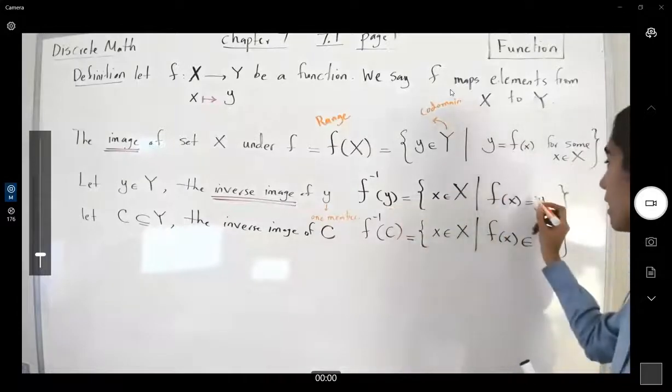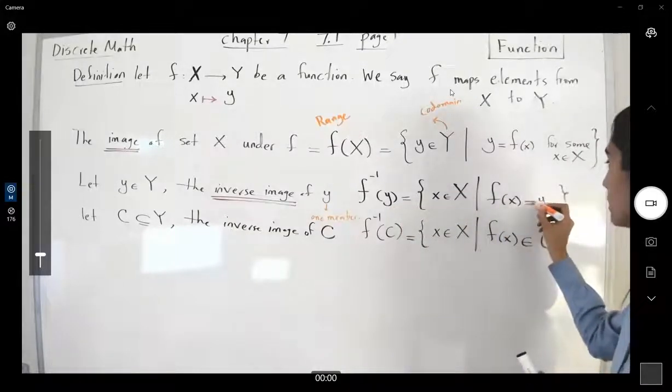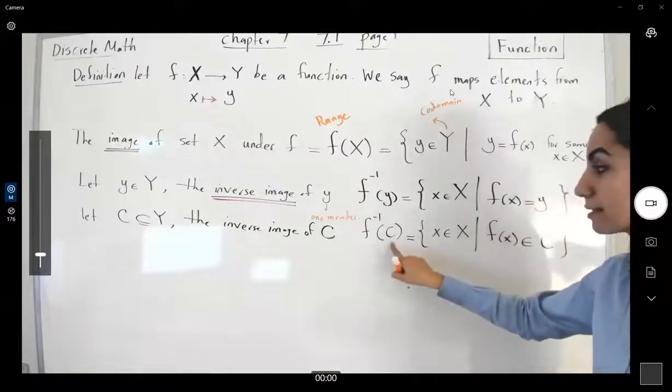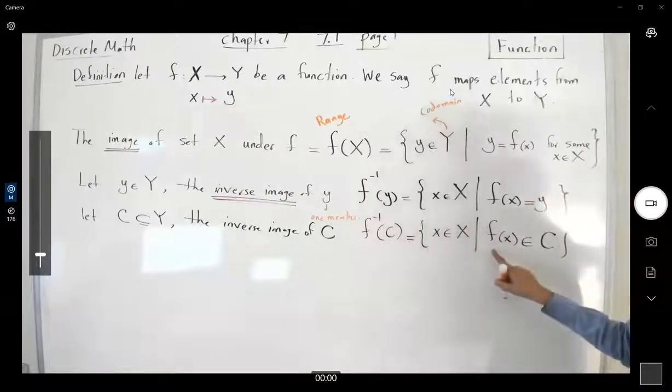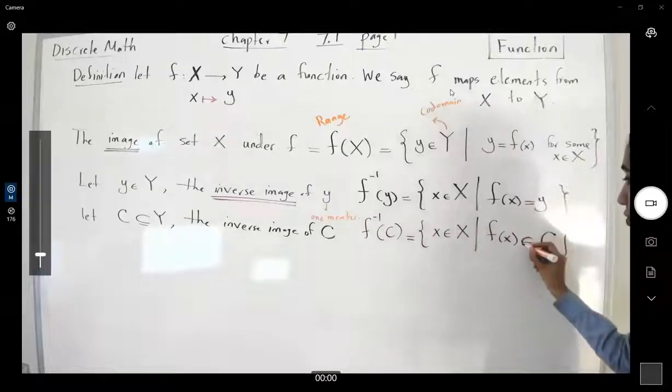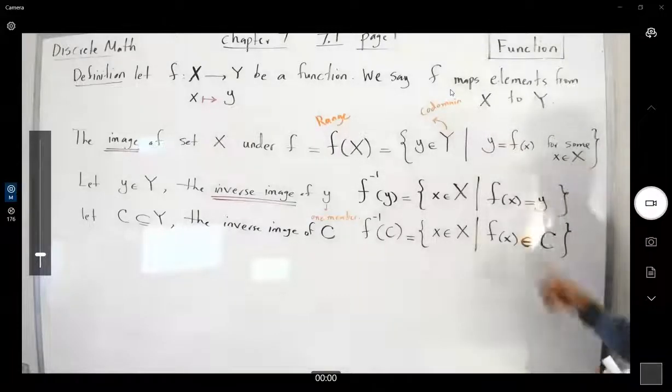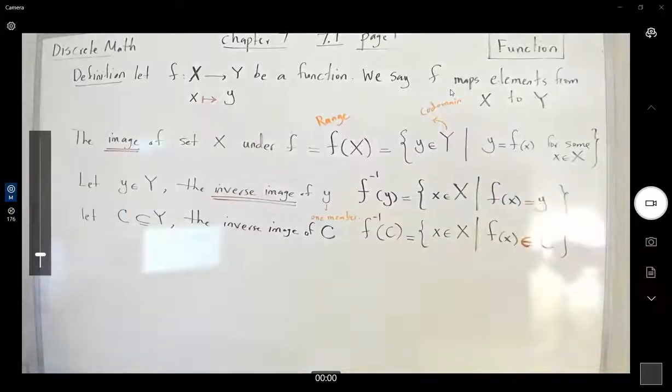In one case you have one member, f of x, equal to that number. When you have a set, then f of x belongs to that set. That is the difference between these two. Okay, give us an example. We keep talking about abstract material. Well, consider this relation.